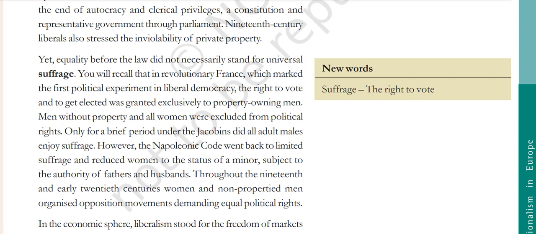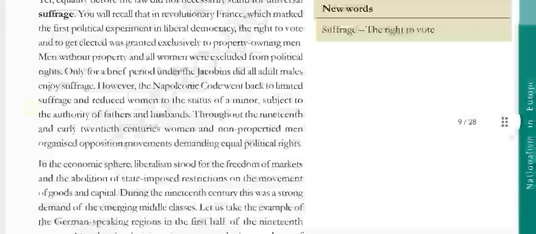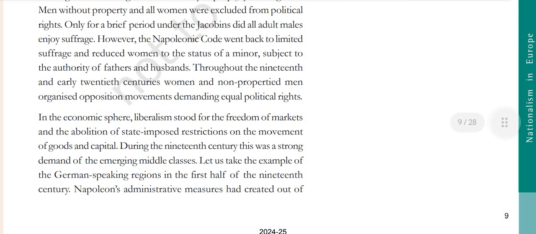Throughout the 19th and early 20th century, women and non-propertied men organized opposition movements demanding equal political rights. In the economic sphere, liberalism stood for the freedom of markets and the abolition of state-imposed restrictions on the movement of goods and capital. During the 19th century, this was a strong demand of the emerging middle classes.